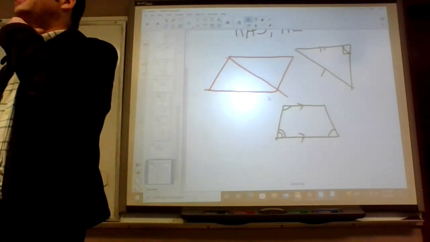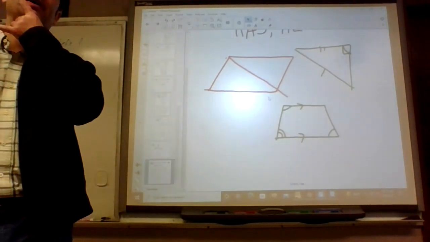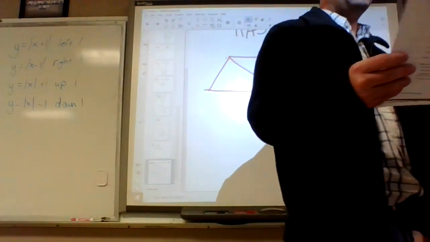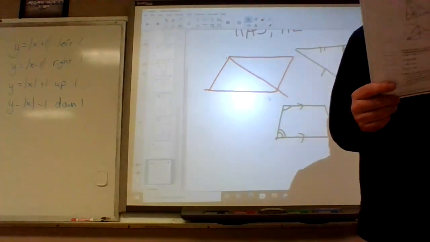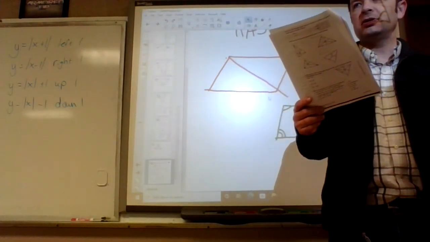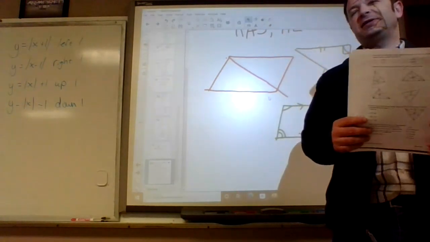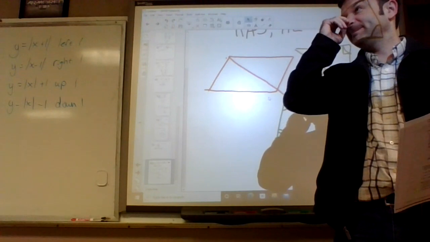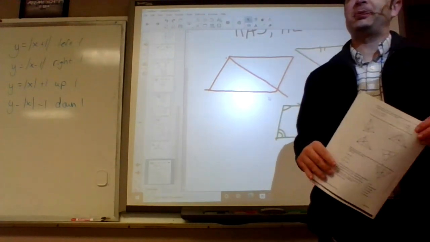Opposite sides are congruent, opposite angles are congruent, diagonals bisect, one pair of opposite sides is congruent and parallel. Oh, also if consecutive angles are supplementary, well, that's if we know it's parallel. Okay, what's the last one that you said? One pair of opposite sides is parallel and congruent.